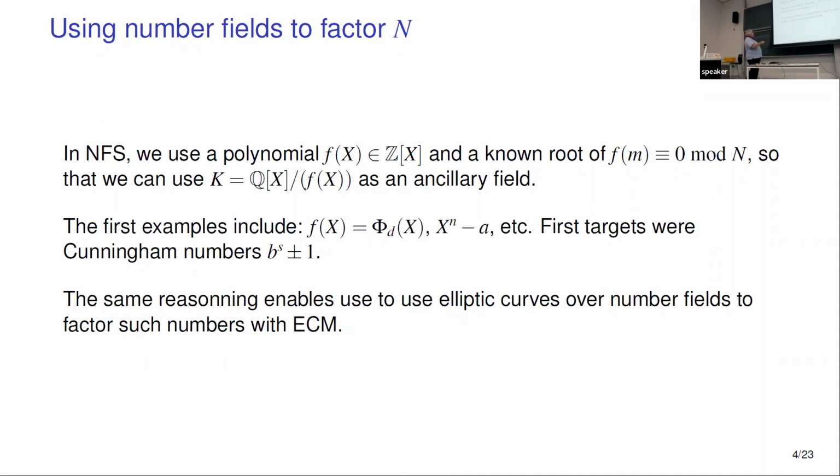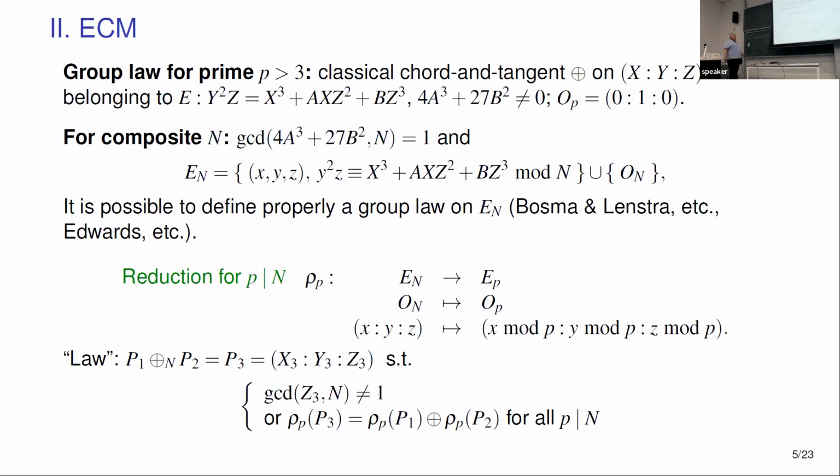The starting point is Cunningham numbers, powers of small integers plus or minus 1, with an obvious cyclotomic field construction and many interesting properties. And so we could do the same thing. I mean, we can do the same thing with elliptic curves and factorization. So this is one of the ideas of my talk.